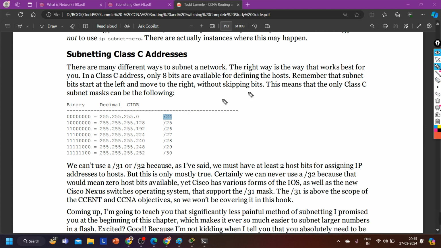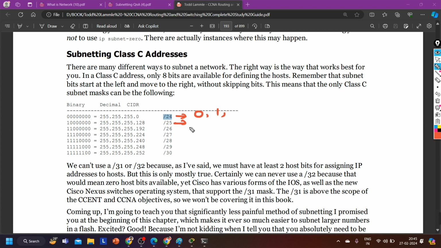Zero, there is only one network. How many bits do I have to borrow here? Zero. Number of networks? One. 2 to the power 0 is 1. You can put it in the formula as well. First IP address, last IP address, not talking about that right now.